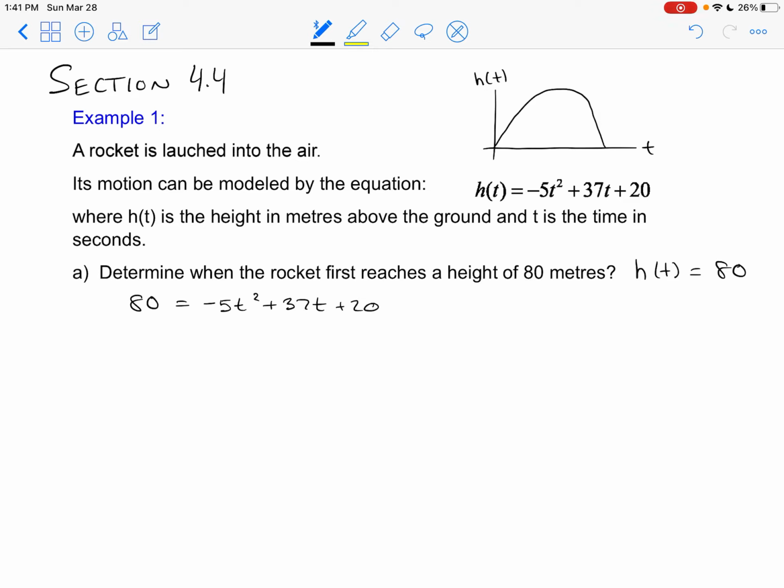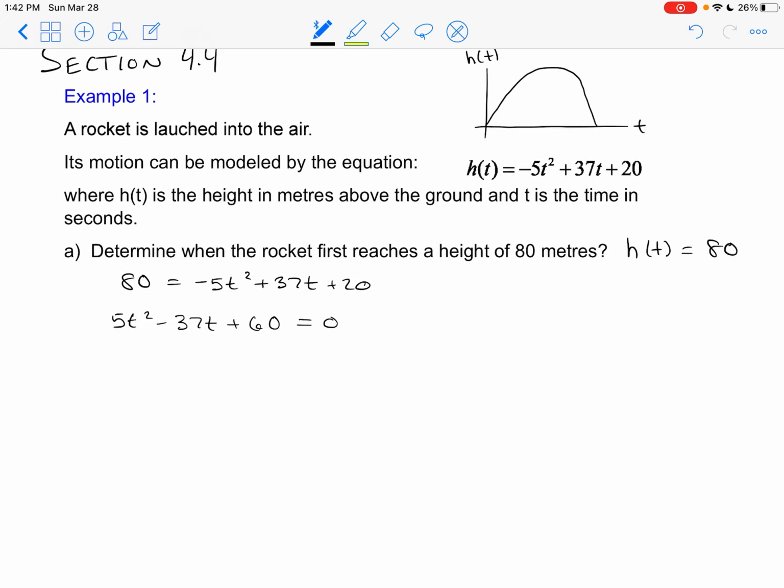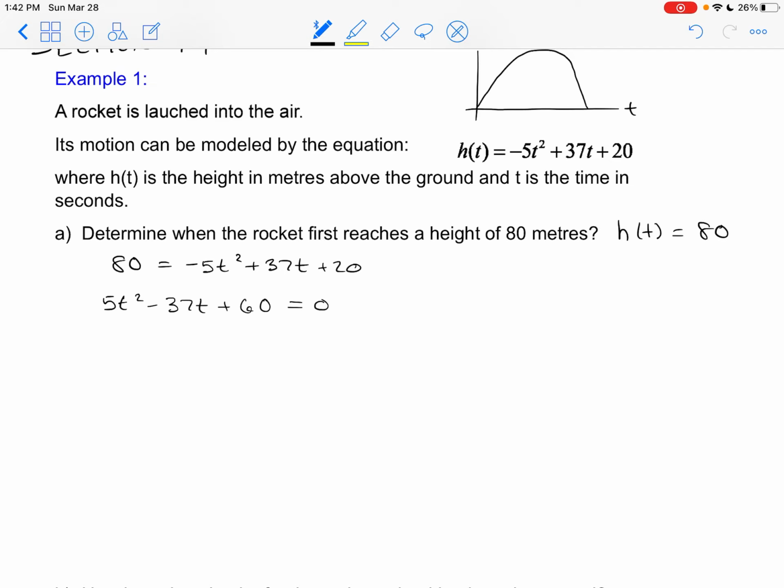And we want that equal to 0. I'm actually going to bring everything over to the left-hand side to get rid of this negative in my t squared term. So that'll give me positive 5t squared minus 37t, and then 80 minus 20 is positive 60 equals 0. Okay, now we're good to go ahead and use our quadratic formula to solve for at what values of time will h of t actually equal 80.